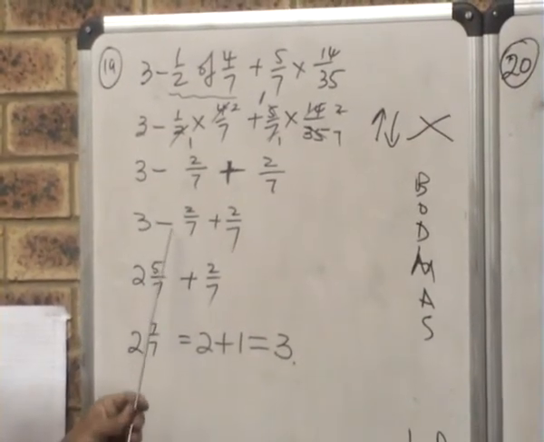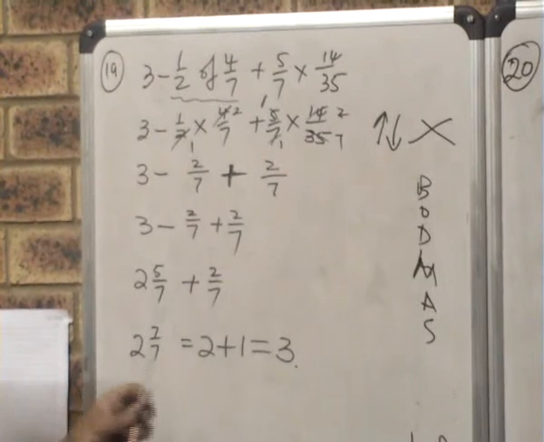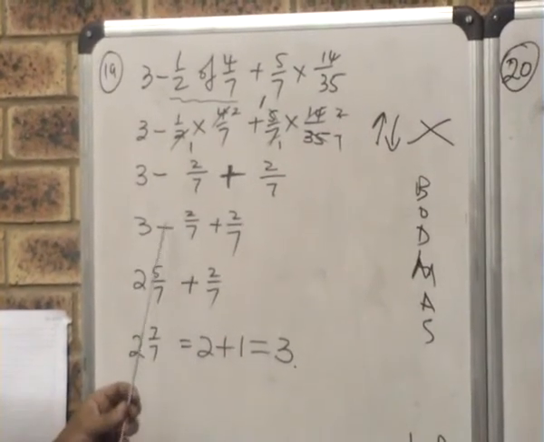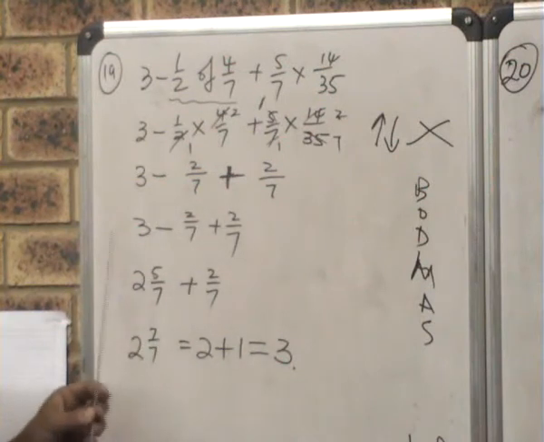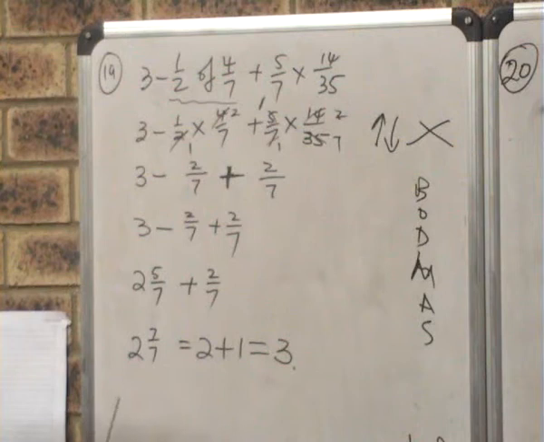Or another student would have said, look, I know the left to right rule, but this minus 2 sevenths and that plus 2 sevenths gives me 0. Therefore, the final answer is 3. That will also be correct. Okay, and now we come to our last example. Let's move on to number 20.